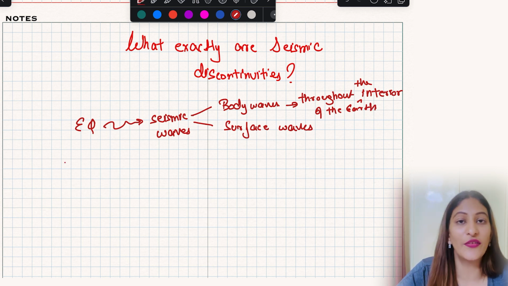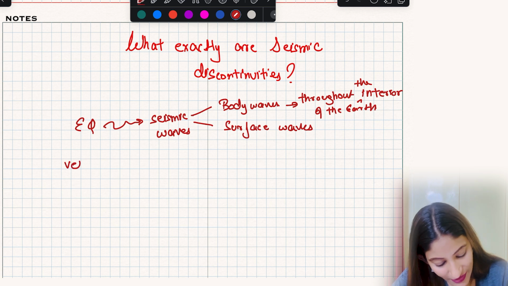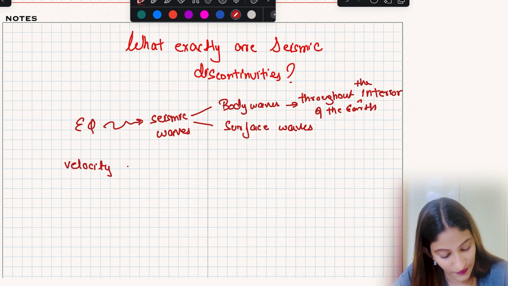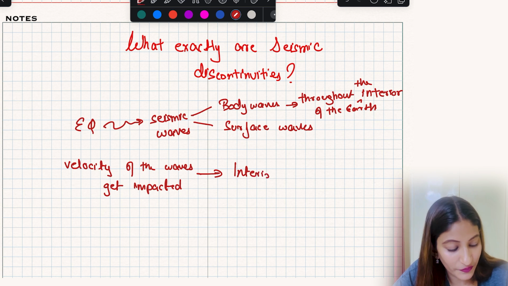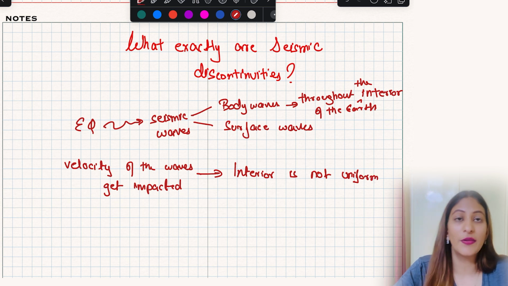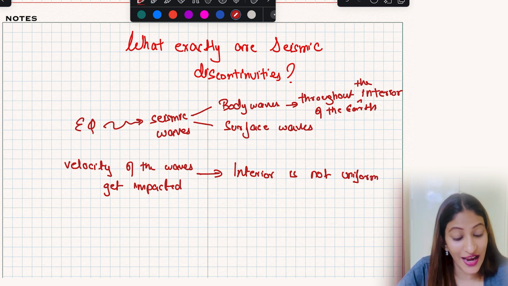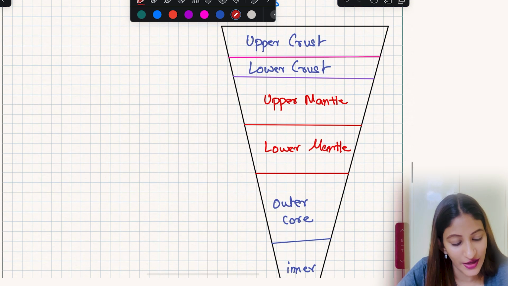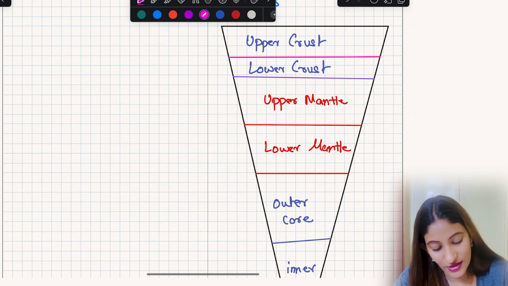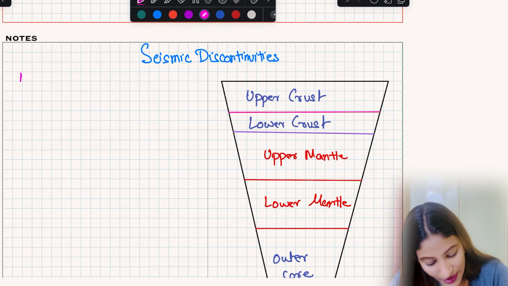So body waves, as they travel throughout the interior of the earth, there are certain regions where the velocity of the waves gets impacted. Because of this, we understand that the interior is not uniform. It is made differently. Because waves behave differently in each layer, and wherever their velocity gets intervened, where the velocity starts to change a little, there we will find the seismic discontinuities. Now, if we talk about seismic discontinuities, there are majorly 5 seismic discontinuities.